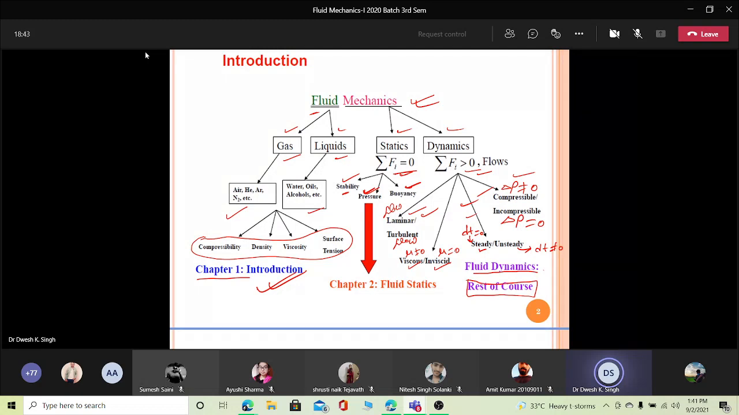Means if the fluid density is higher, then you will feel a much lower weight of any object. Why? Because the fluid has a property to exert an upward force, which is called buoyancy. That buoyancy plays a significant role in finding the stability conditions. So these are the things which we are going to discuss in this static part.